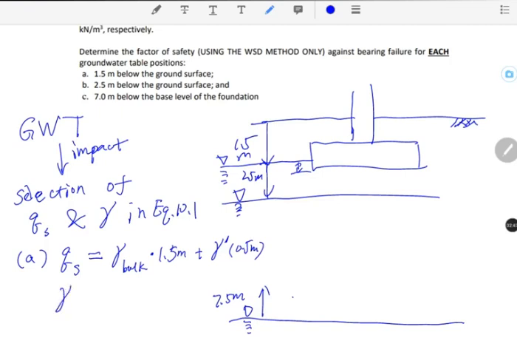And the gamma used in this unit weight term of equation 10.1, times N gamma and S gamma, we use this gamma as gamma prime.